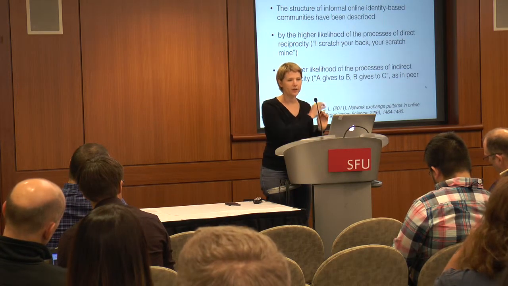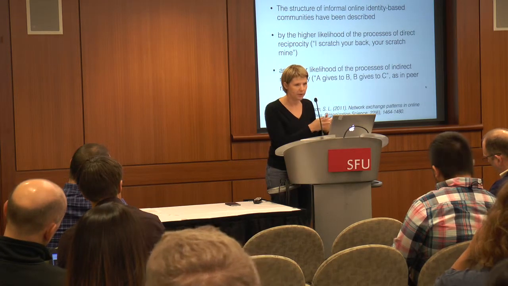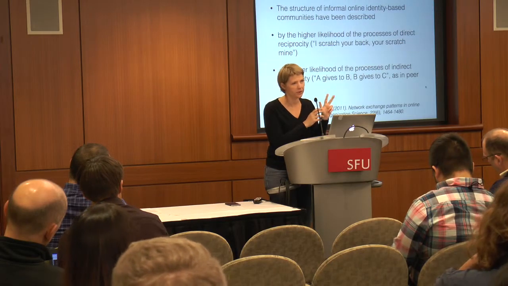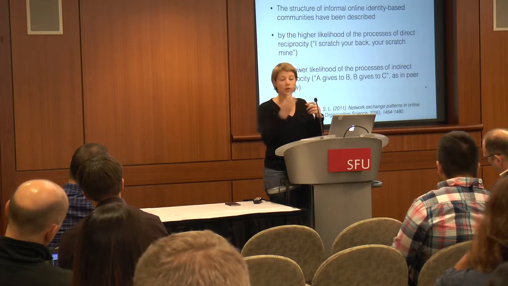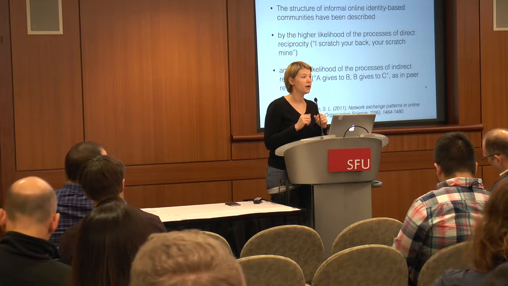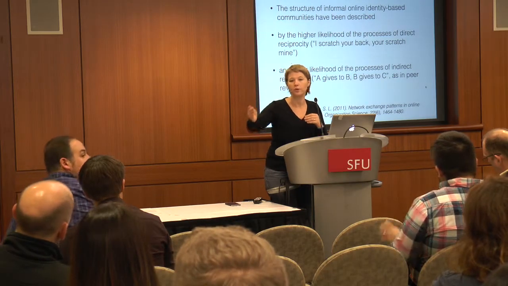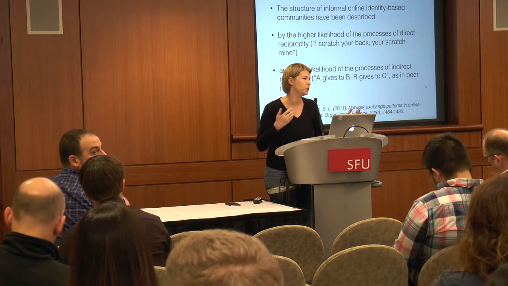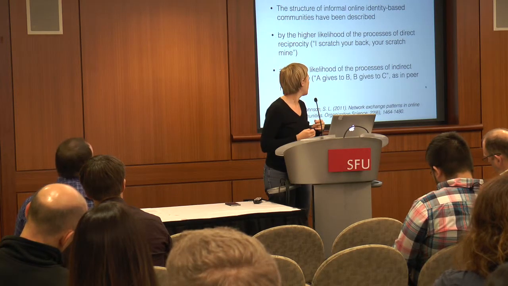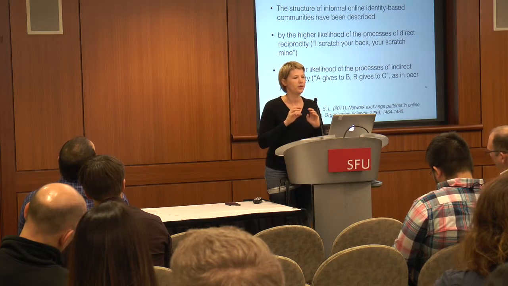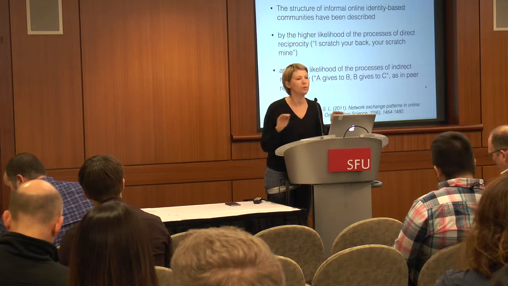Those networks are characterized by a particular structure. The patterns that describe that structure are two, well, three really: direct reciprocity, I scratch your back, you scratch mine; and indirect reciprocity, I give to you, you give to the next person, like in peer review. We don't really peer review one another, we review somebody else. You pay it forward. So pay it forward is low, I scratch your back, you scratch mine, is high. No preferential attachment.